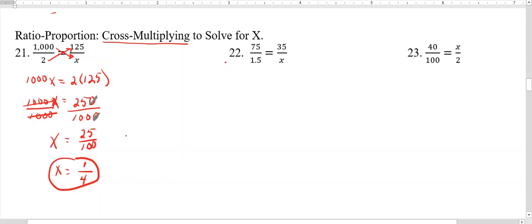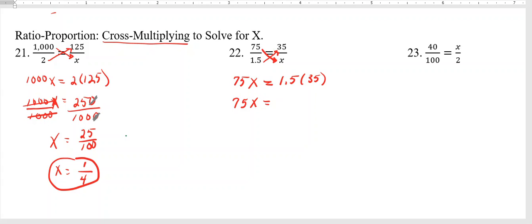And this is the way we solve all these. So no matter if the x is on the bottom or the x is on the top, or the x is on the left or the x is on the right, it's how I'm going to multiply them. So I'm going to do 75 times x. So I get 75x equals bottom left times top right, 1.5 times 35. Now I could have written it as 35 times 1.5. That part doesn't matter, as long as I'm multiplying those two sides, or those two corners together.